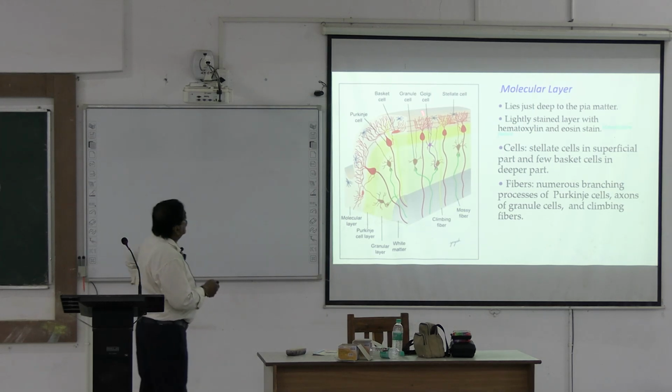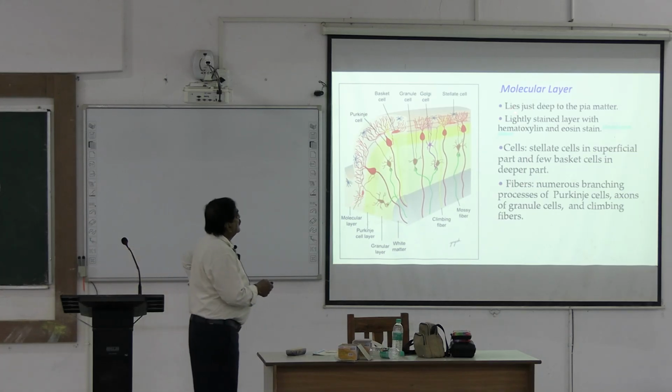See now, this is the granule cell, these are the basket cells, and this is the Purkinje cell. And you can see the white matter, the granular layer, the Purkinje layer, and your molecular layer.